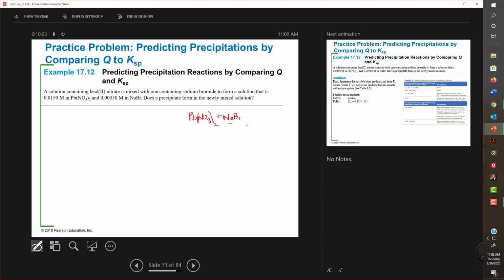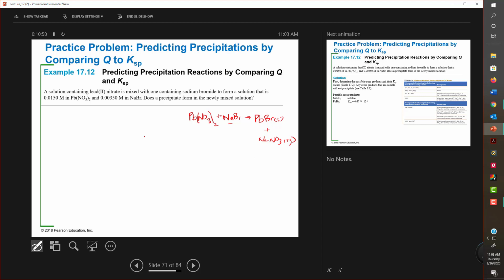All group 1A compounds are water soluble. And I should put an (aq), but I'm running out of room, so I'm not going to do it. All right. So when we mix these two things together, we get lead(II) bromide, and that is a solid. It precipitates out because the solubility rules say all chlorides, bromides, and iodides are water soluble except with lead, mercury, or silver. So that precipitates out, and then we have the salt, sodium nitrate. And we know that that's water soluble, so we'll put an (aq) to represent that.